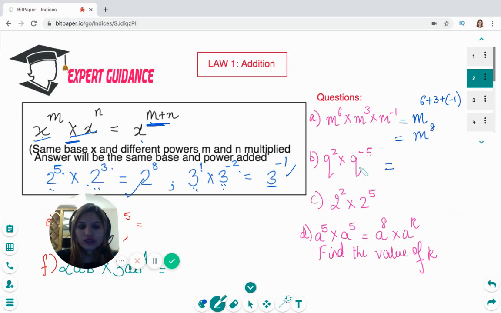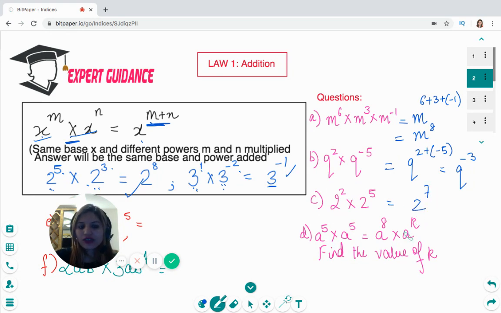In the other question, the base is the same, which is q. The powers will get added. So 2 minus 5 is minus 3. So the answer would be q to the power minus 3. Okay, so I hope this is clear to you. Next question, simple. 2, 5 add 2, 7.